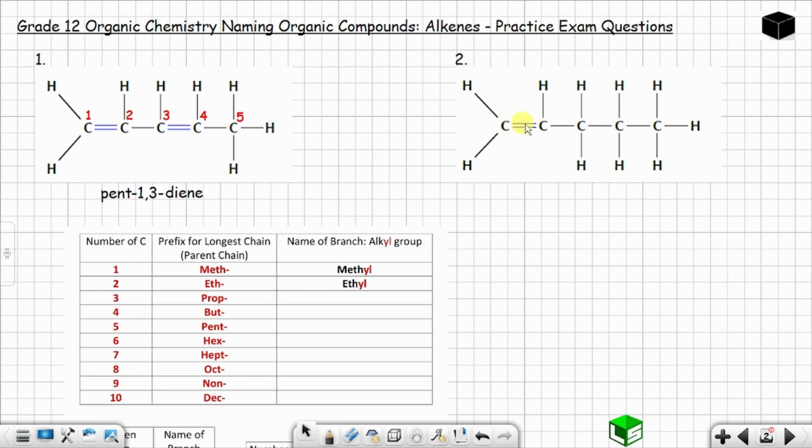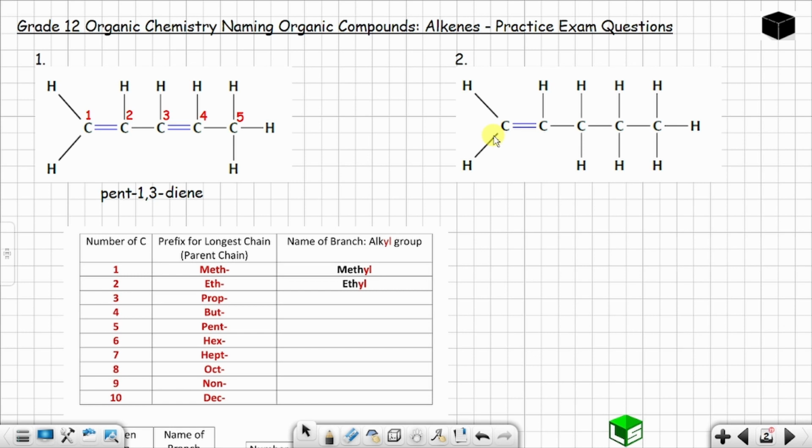You only have this long continuous carbon chain, which is made up of how many carbon atoms? 1, 2, 3, 4, 5. Okay, so we need to name this organic compound. We first need to number our carbon atoms. Are we going to start from left to the right or from right to the left?